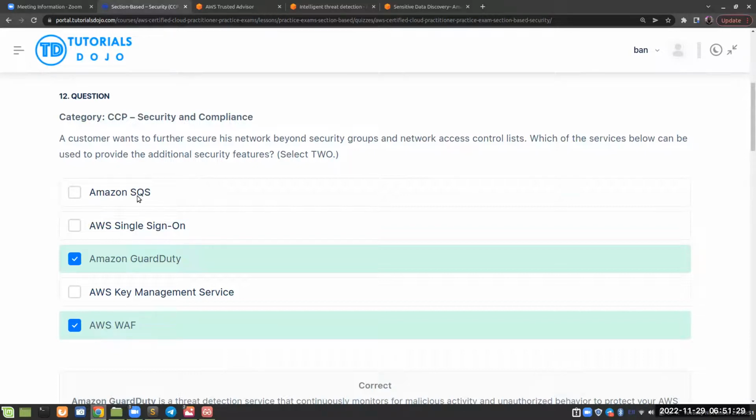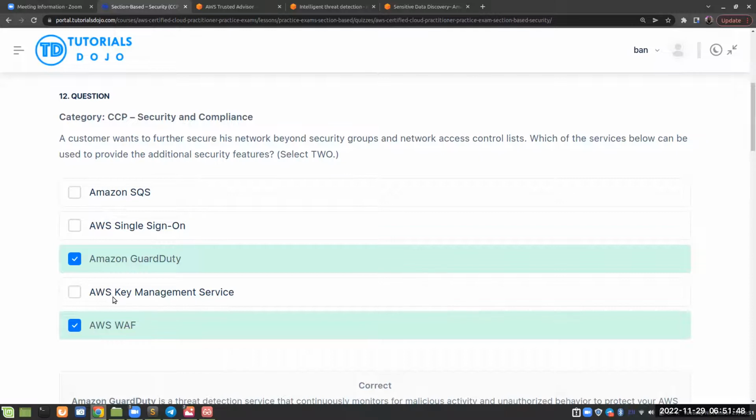Simple Querying Service. Thank you. Yeah, always important to remember those abbreviations. I know there are many, but they will help you in answers as well. So Amazon SQS, Simple Queuing Service, AWS Single Sign-On, all of these things don't have anything to do with security.